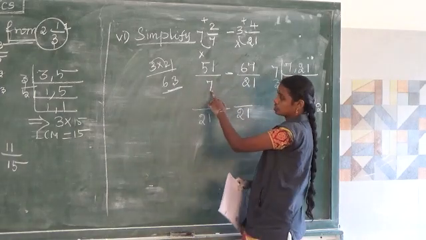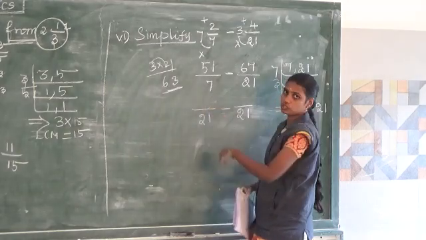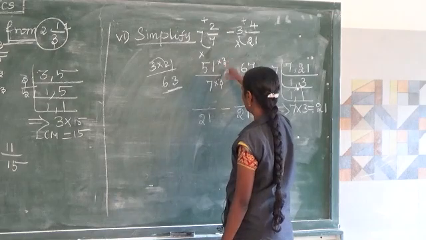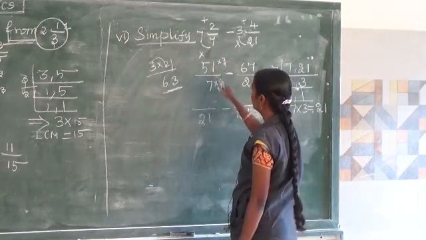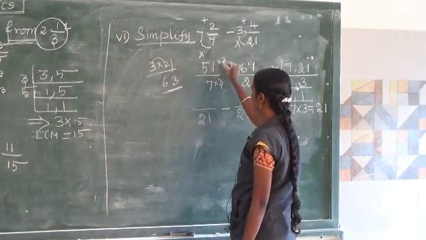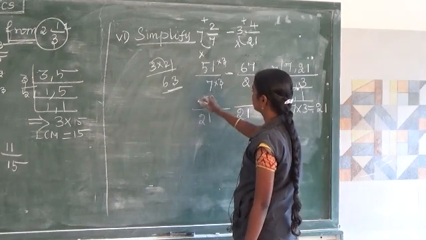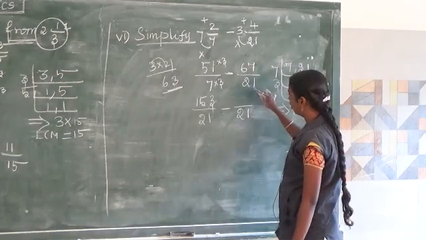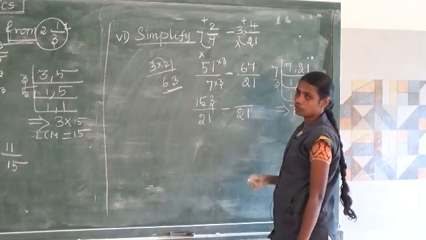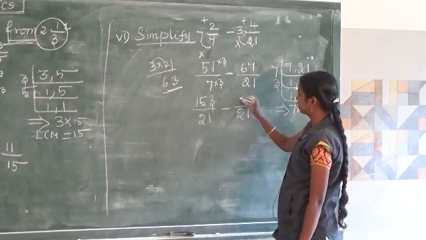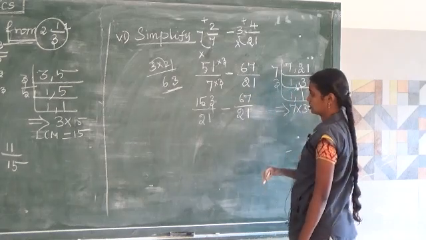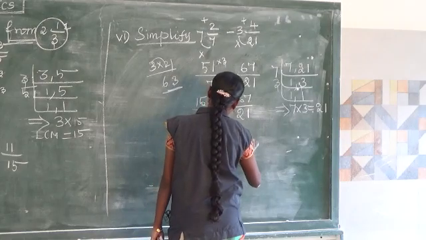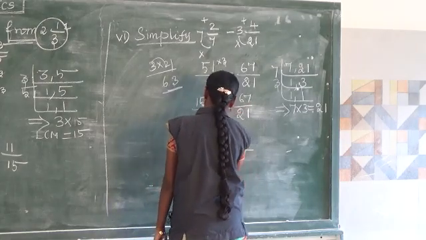Here it was 7. 7 table, how many times will 21 come? If you multiply 3 times it will come. 7 3s are 21. Here 51 into 3: 3 ones are 3, 5 3s are 15, 153. Then here it is already 21, so no need to multiply by any number. Just write 67 as it is. Now 153 minus 67 over 21.